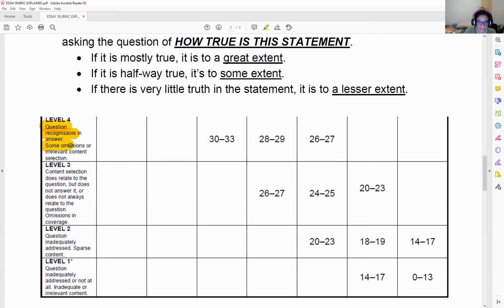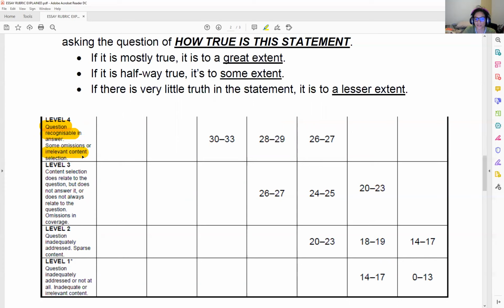And then it says there, some omissions. What does the word omissions mean? It means something has been left out. So instead of like with level 5, where most of the things are there, when you get to a level 4, you'd have maybe about half of the things there, right? So there's some omissions. And then you also have irrelevant content selection.